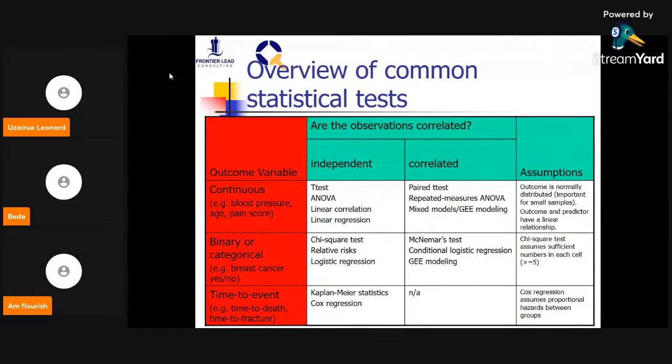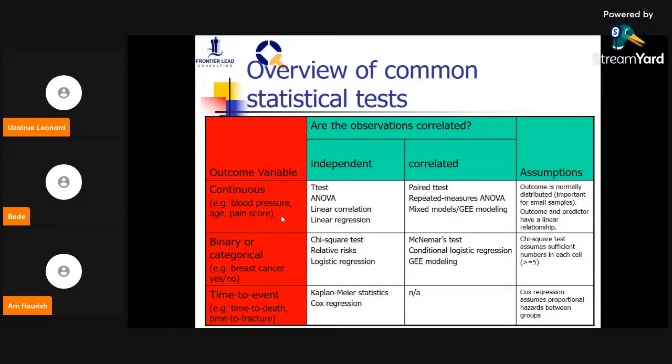This is another overview of common statistical tests and how to know the kind of test to do. Here we said that the outcome variable is continuous. Are you with me? Continuous. Examples are blood pressure, age, pain score, glucose level, cholesterol level, and all of that. All of them are continuous data.